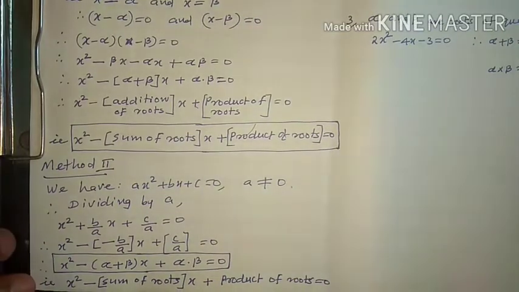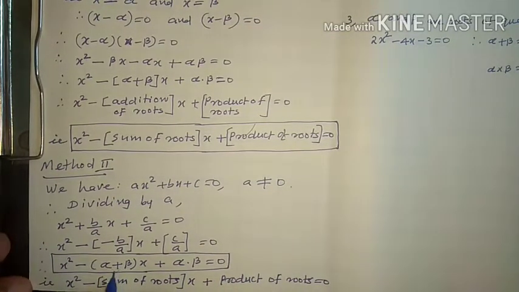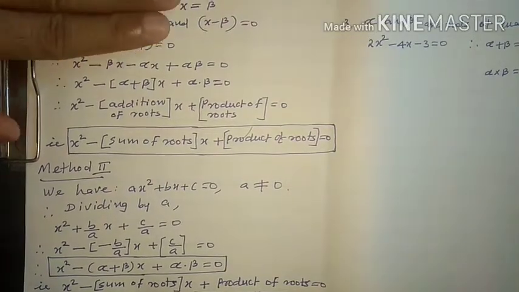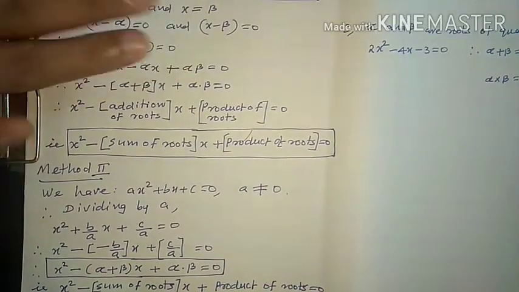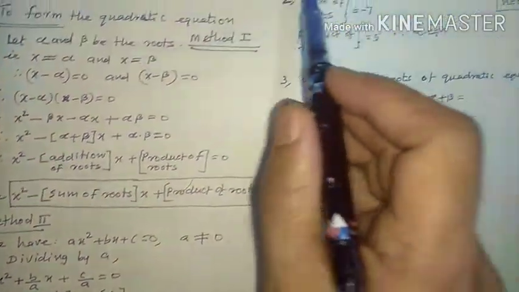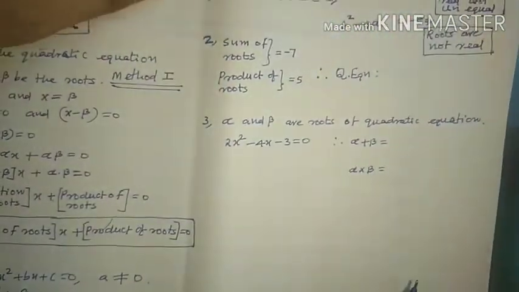That is x square minus alpha plus beta into x, which is sum of roots, into x plus alpha into beta, product of roots, equal to 0. This is the second method. This way we are doing the second method. You do it this way, that is better. This is simple. Now we start exercise 2.5.